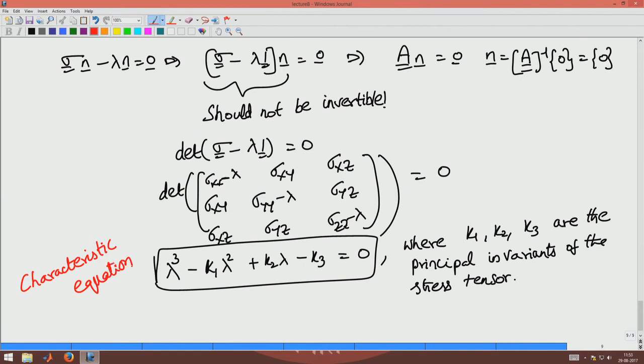This is called the characteristic equation, and you will have 3 real roots for this equation, which will be the maximum, minimum and middle principal values of the normal stress. We will get 3 roots of this equation, which will be the maximum, minimum and the middle normal stresses that are possible for the given state of stress.